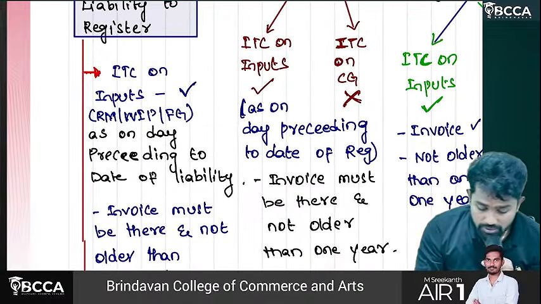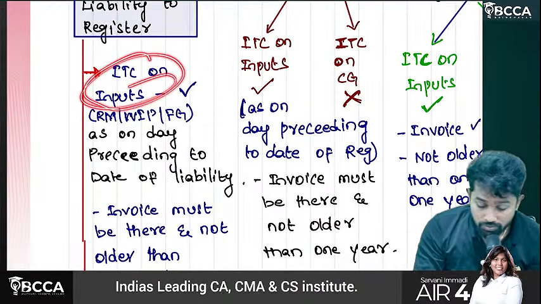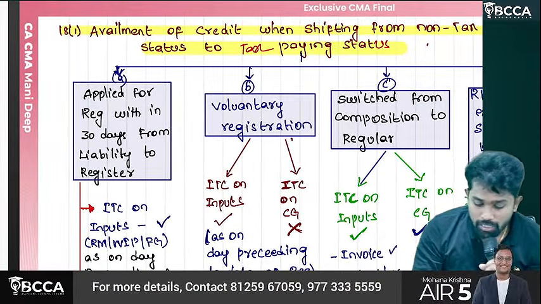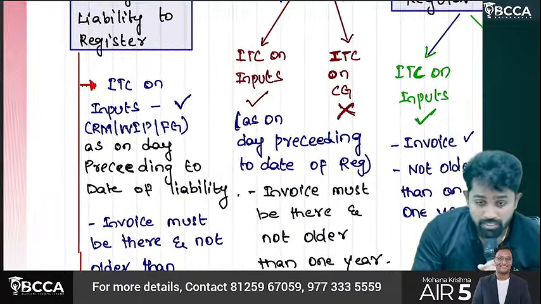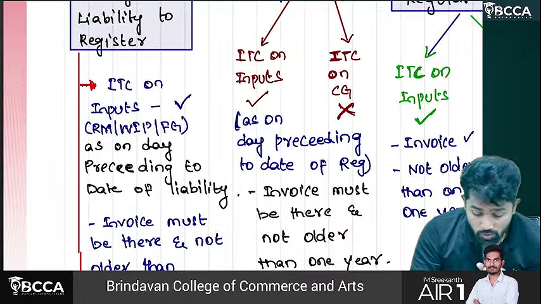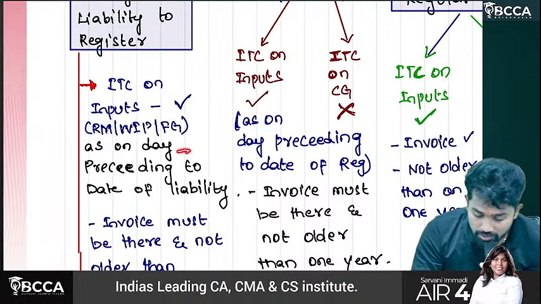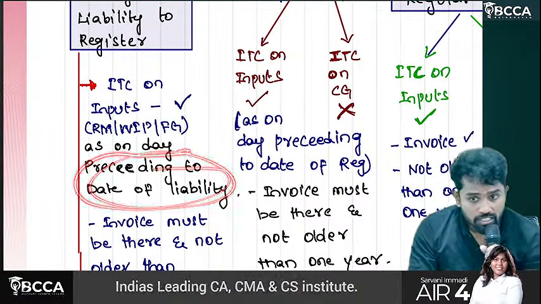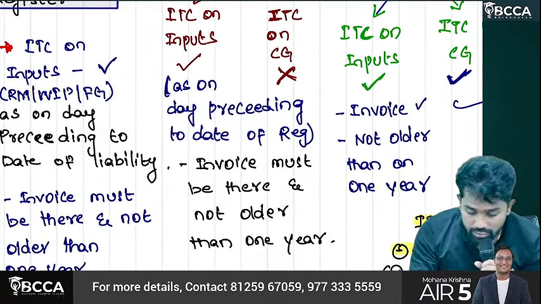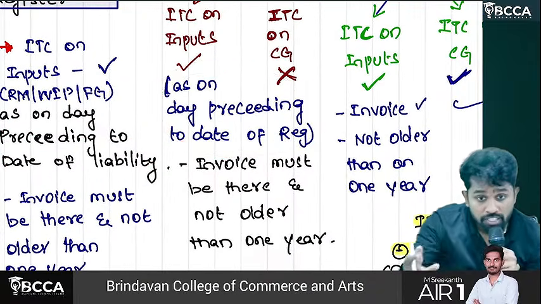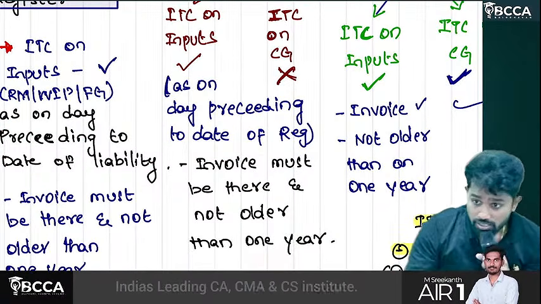Sir, look at these dates. ITC on inputs, where he applied because of liability, I mean there is a liability to register. On which day closing stock, sir? As on the day preceding to date of liability. Voluntary registration, as on the day preceding to date of registration, nothing but the day he got the certificate.